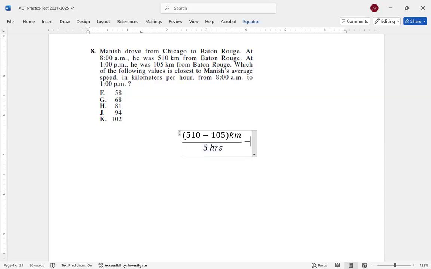So what you would get is the fraction 405 divided by 5, which is 81 kilometers per hour. So 81 kilometers per hour is the best estimate for the average kilometers per hour that he drove. And that is option H. So H is the correct answer to question 8.